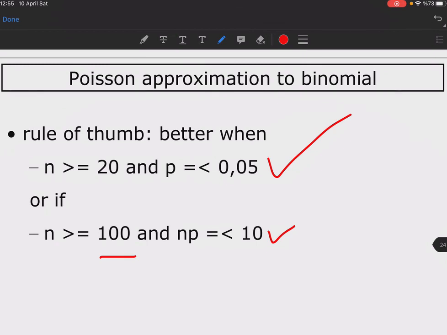But in our cases, for example, the traffic accident case here, it was pretty obvious, right? You had like 1,000 trials, and your probability of accident was 0.0001 or something like this. So it's pretty obvious that you need to use Poisson. So I hope that you have an idea about the discrete distributions up to now.